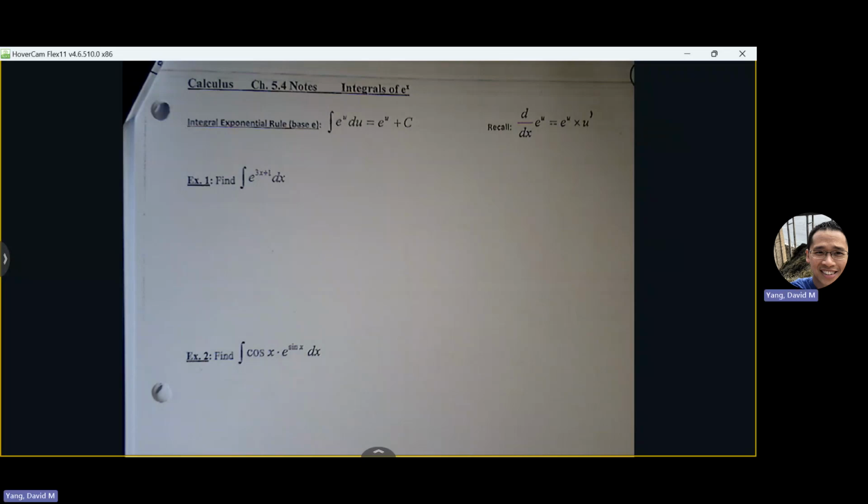So because the derivative of the exponential function is basically itself, the antiderivative of e to the x is also itself. So the integral of e to the x is just e to the x plus c, but with u substitution, it's just e to the u du becomes e to the u plus c. So the derivative is just itself, and the antiderivative is also itself.